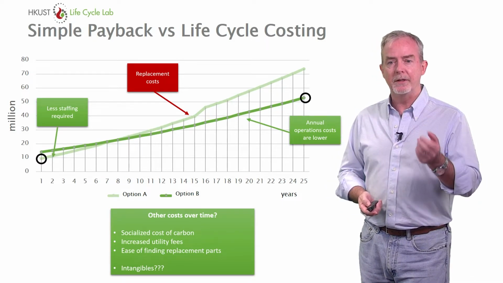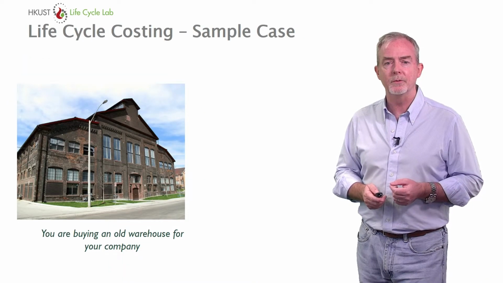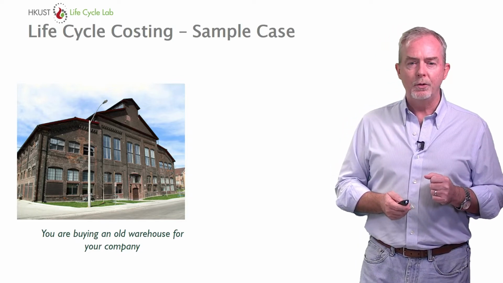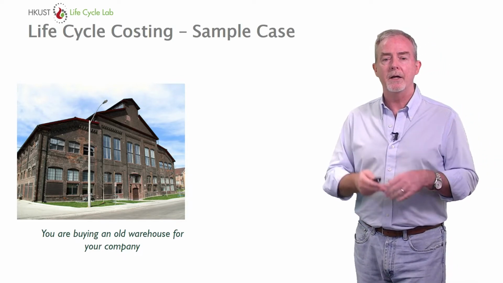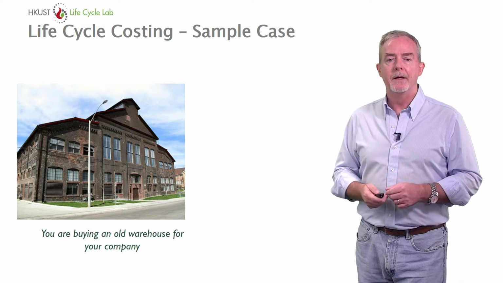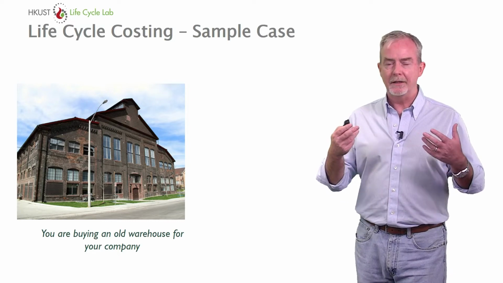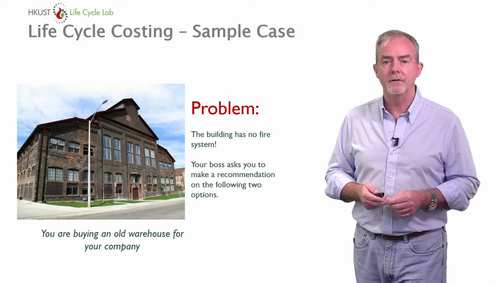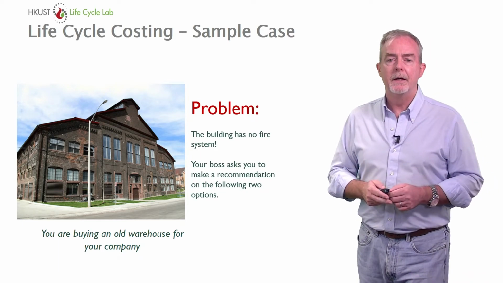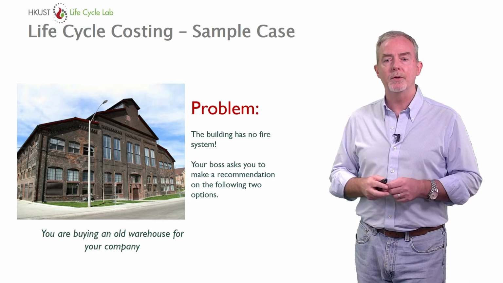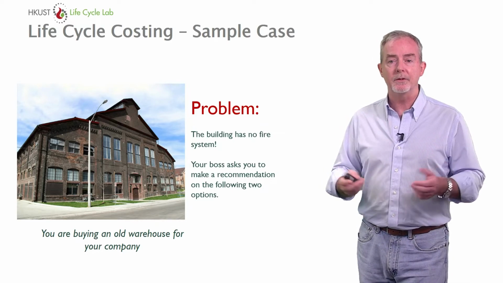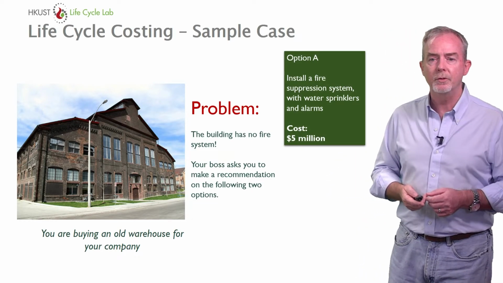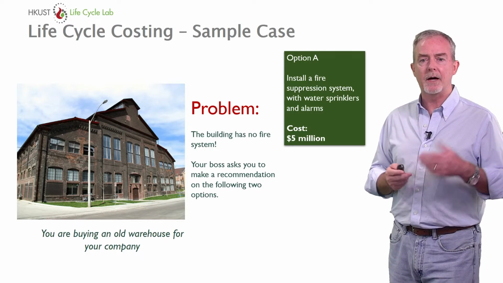So to explain this, let's go into a sample case. Imagine for a second that you are responsible for buying a new warehouse for your company. And it's the perfect place, it's the perfect building, except it has one big flaw. It has no fire system. It's too old. But to bring it up to code, your boss is asking you to figure out how do we deal with this. And so what you've learned is that there are two options that you may be able to consider.